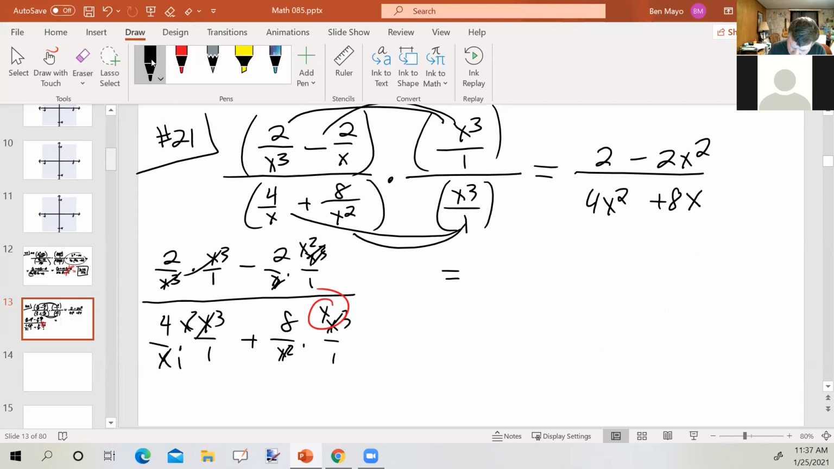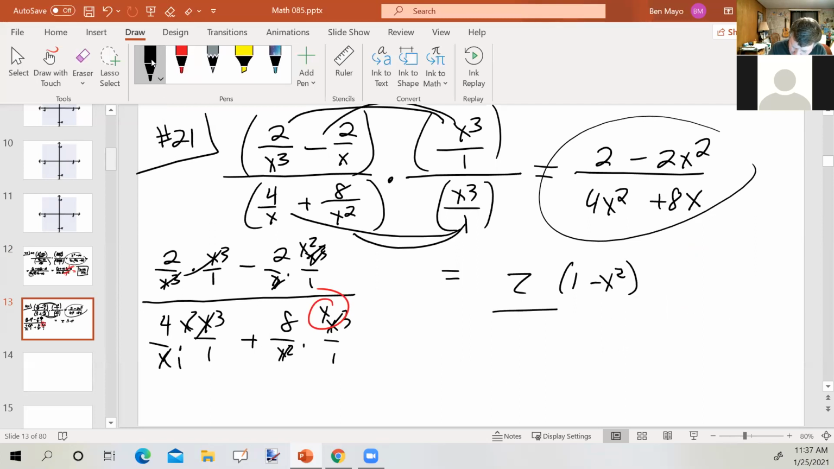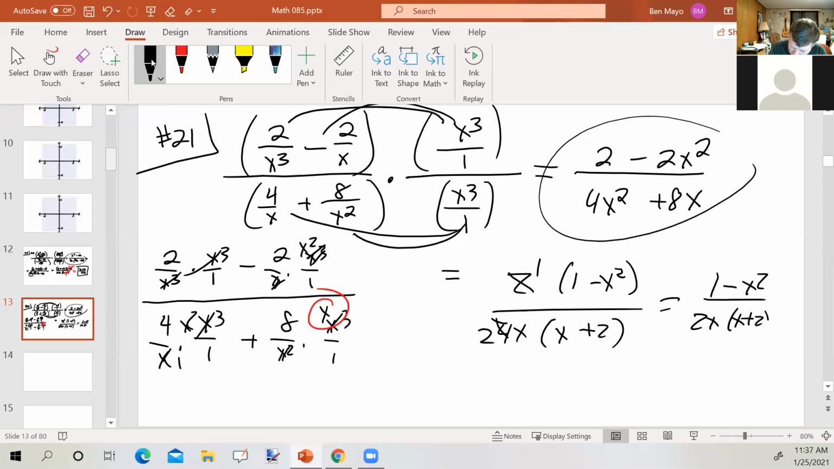Okay, so let's see. Right here, I can take a 2 out of the top and get 1 minus x squared. I can take a 4x out of the bottom and get an x plus 2, right? All I can do then is get rid of that. So I've got 1 minus x squared over 2x times x plus 2, which is 1 minus x squared over 2x squared plus 4x.